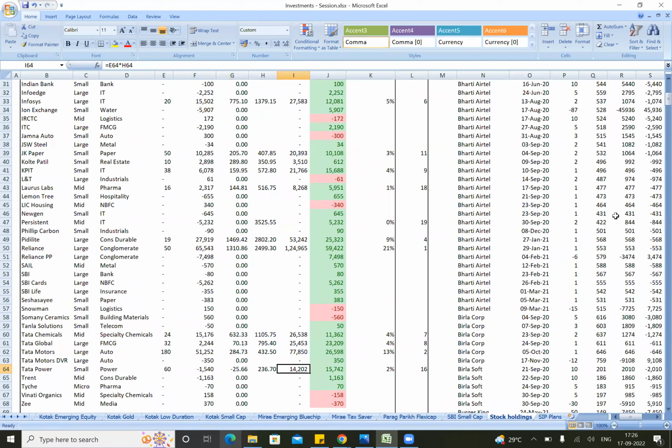Current price is 236. This is my current amount I'm holding, and this is my total gains. Now, because the signs are proper, negative and positive, and the formulas are correct, it will give me 14,202 plus 1540, because 1540 as a negative, but negative becomes positive, is my total unrealized profit as of now.